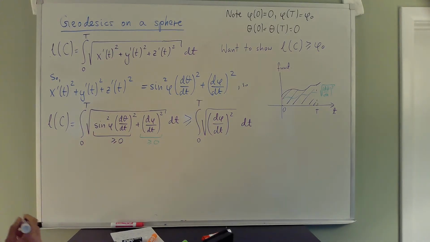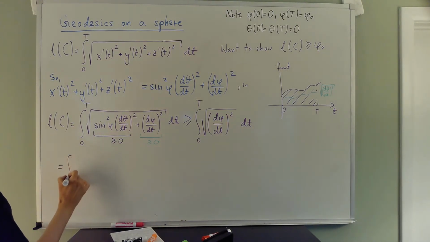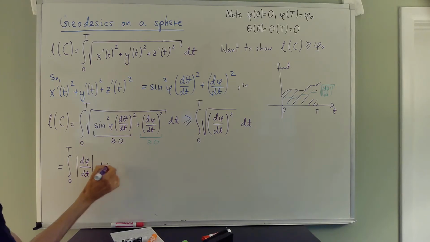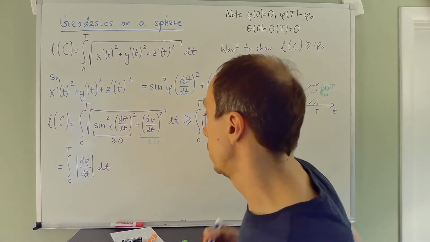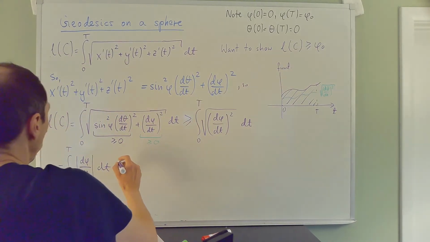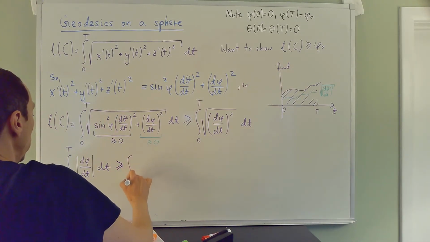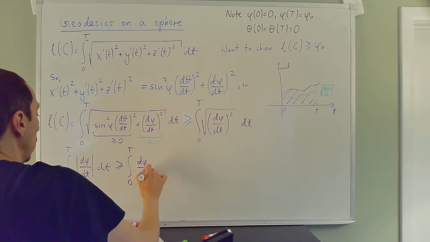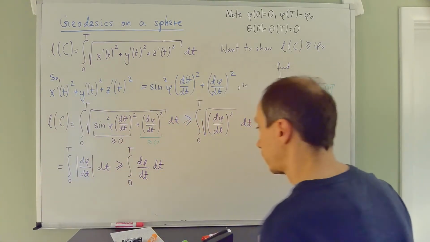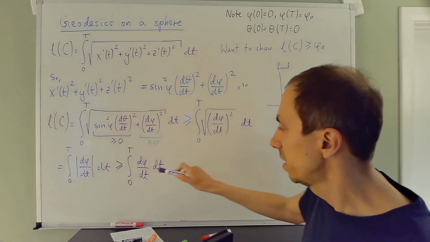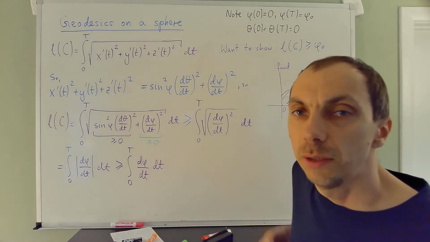Okay, well, but that one is actually easy to do. That's the integral from 0 to t of the absolute value of d phi over dt, dt. And furthermore, the absolute value of any real number is always greater than or equal than that real number. So this is greater than or equal than the integral from 0 to t of just d phi over dt, dt. And this is like the derivative of phi, right, times dt.